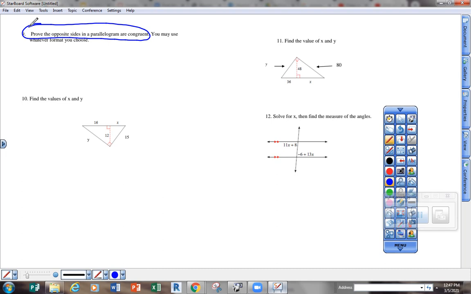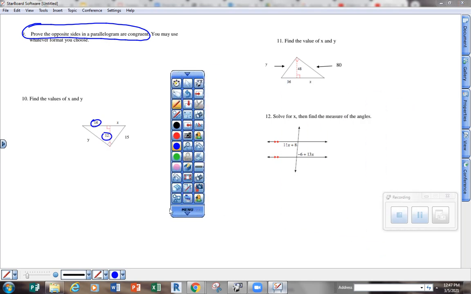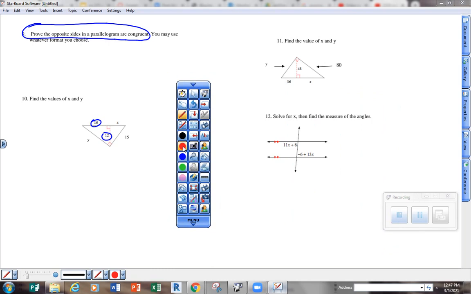Number 10, find the values of x and y. This looks like Pythagorean Theorem. So 16 squared plus 12 squared equals y squared. Know your Pythagorean Theorem. These over here are the legs. 12 squared plus x squared equals 15 squared. Know the parts of a triangle. In this triangle, y is the hypotenuse. So I'm going to set that as y squared equals 12 squared plus 16 squared.